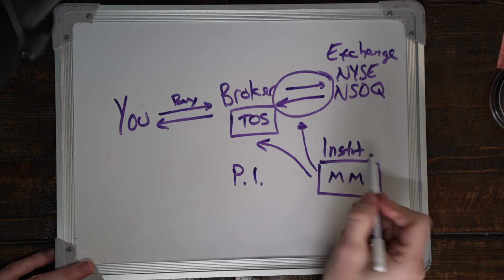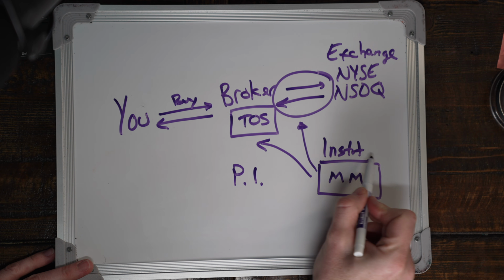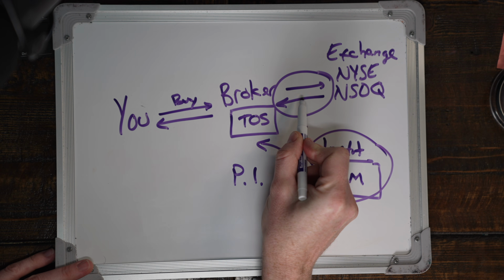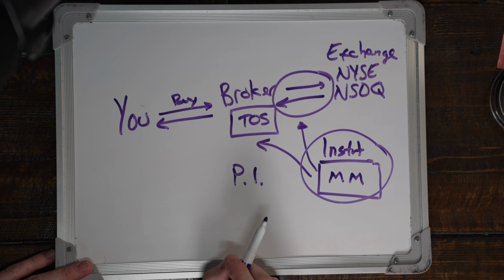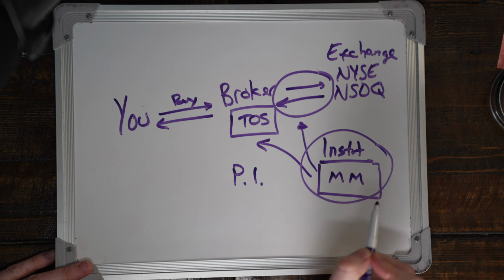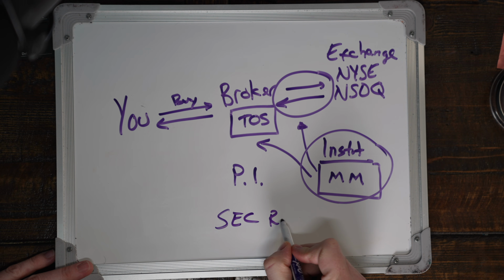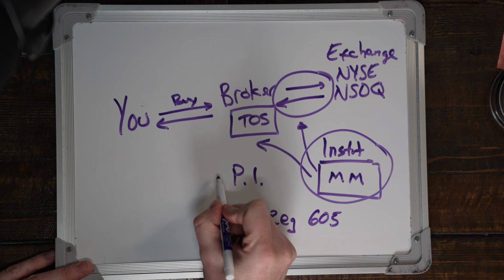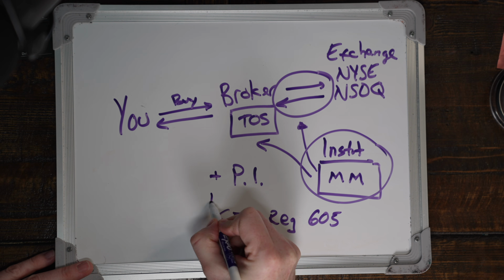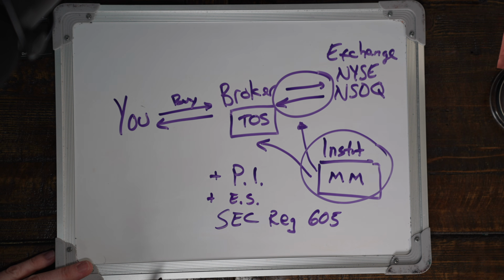Now, because there could be a conflict of interest, that the broker would be more inclined to send your order to the institutional trader who's paying them than to the exchange, where maybe you would actually get a better price, brokers are required to file what's called the SEC Regulation 605 form, which actually reports how much price improvement you get and your execution speed. So how fast your order is executed.